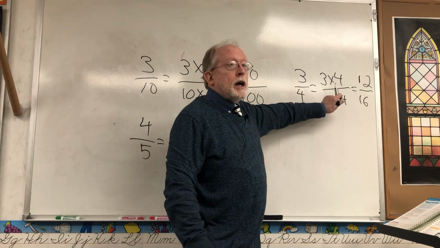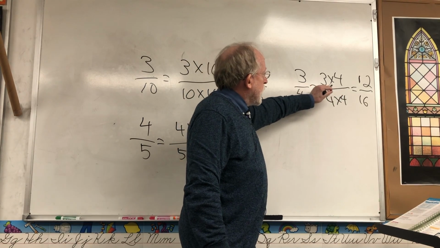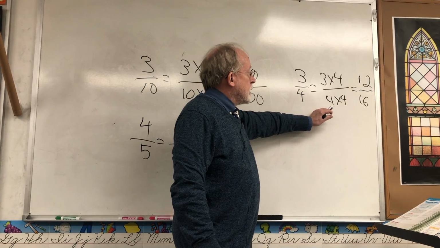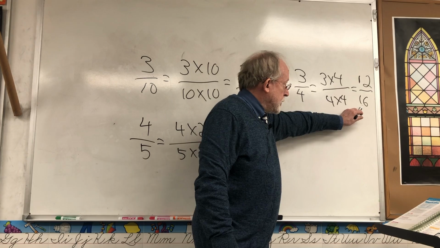And in this third problem over here, you have 3/4. So we're going to multiply times 4. So you multiply 4 times 3, the numerator, and you get 12. And then you multiply the denominator times 4, 4 times 4, and you get 16ths.